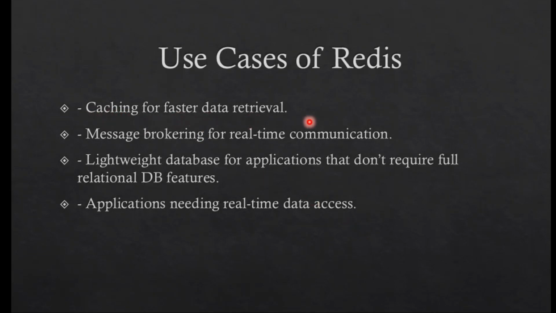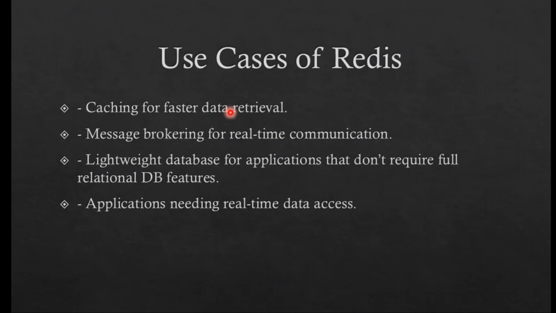Caching for faster data retrieval. Okay, it used for faster data retrieval. Message blocking for real-time communication. Suppose you want some pubsub things, pubsub kind of application, then you can use Redis as well for message blocking. Okay, it is a lightweight for application that don't require full relational database feature. Suppose you are going to make a small application that don't require a traditional database, then you can use Redis instead of that, and it will make your application more faster.